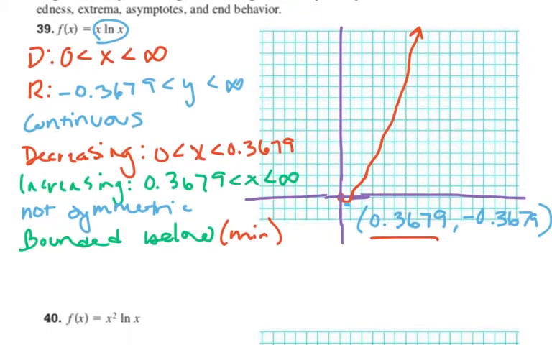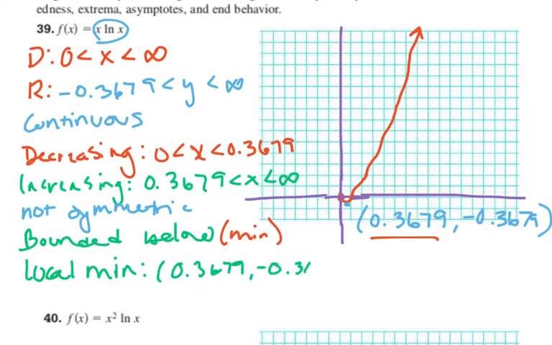Its extrema is going to be a local minimum, and we've kind of already identified that, but it's 0.3679, negative 0.3679. There are no asymptotes.